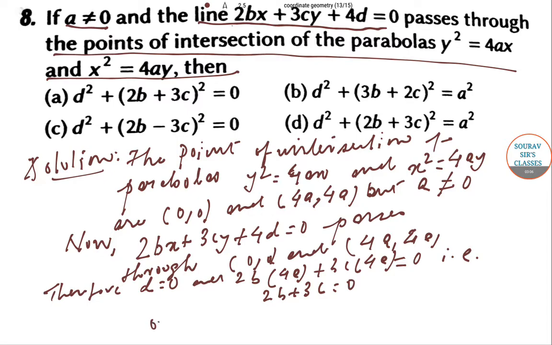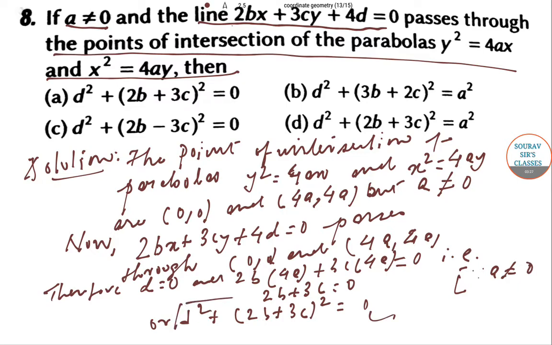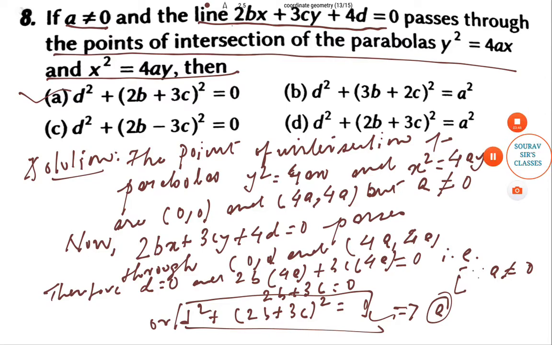So d² + (2b + 3c)² is equal to 0. Since a is not equal to 0, that becomes your correct option. Your correct option is d² + (2b + 3c)² = 0. So that's your option A. Thank you for watching the video.